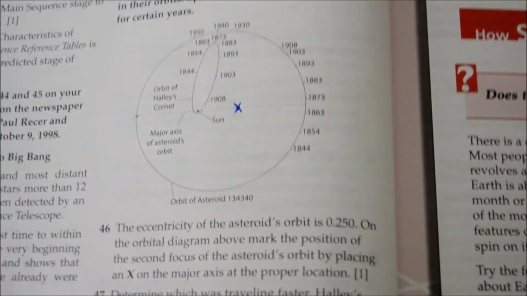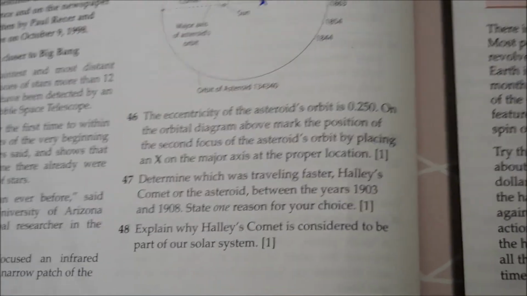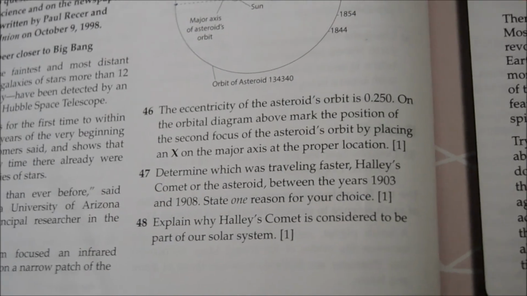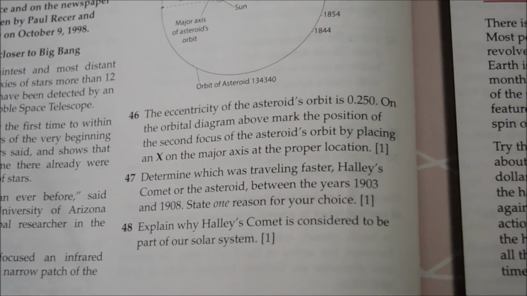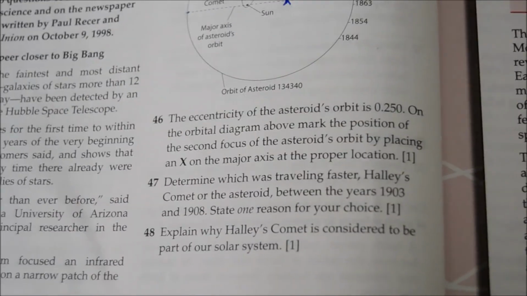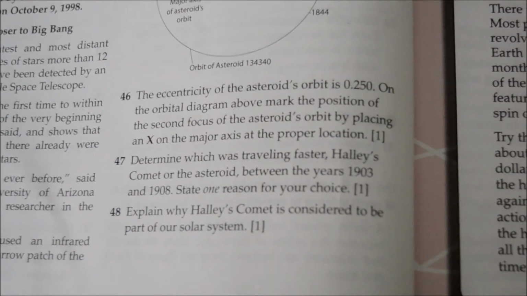All right. So, last question. 48. Explain why Halley's Comet is considered to be part of the solar system. The reason Halley's Comet is part of our solar system is because Halley's Comet actually orbits the sun.